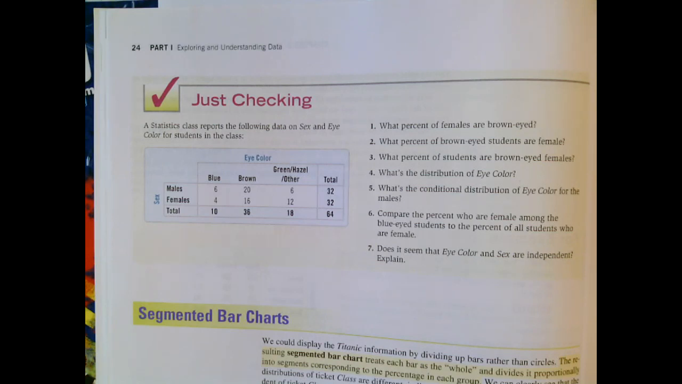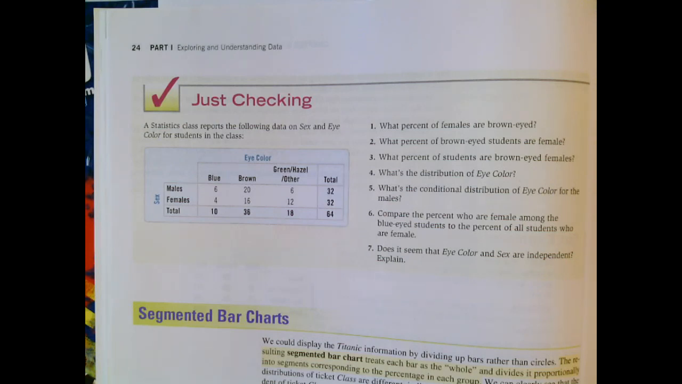All students. What kind of percent? Row, column, or table? Table. We need to go to the overall total. So we need to go 16 out of 64, which should be 25%.